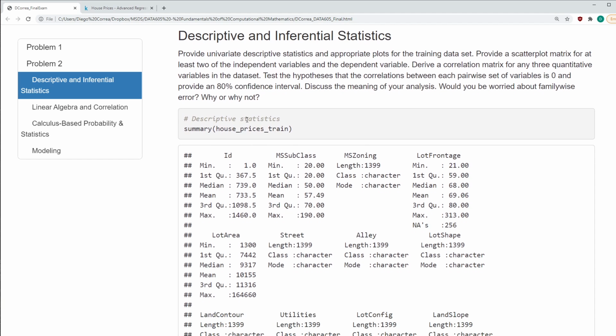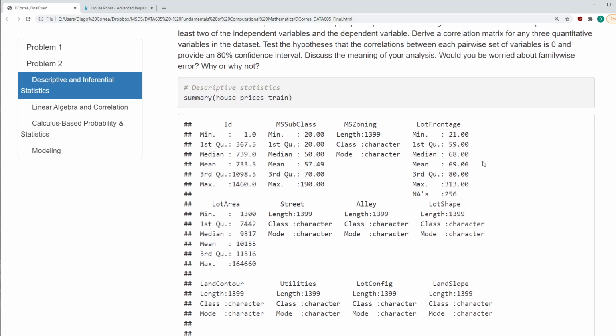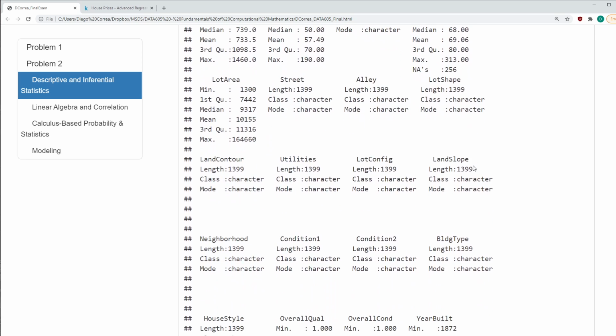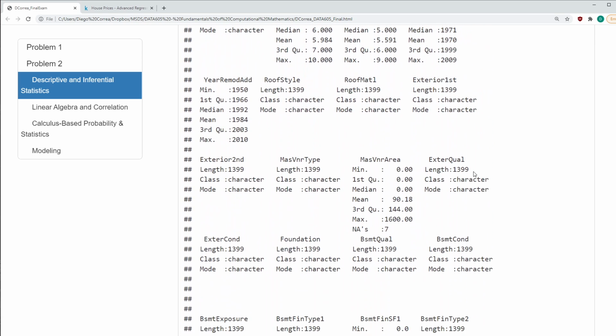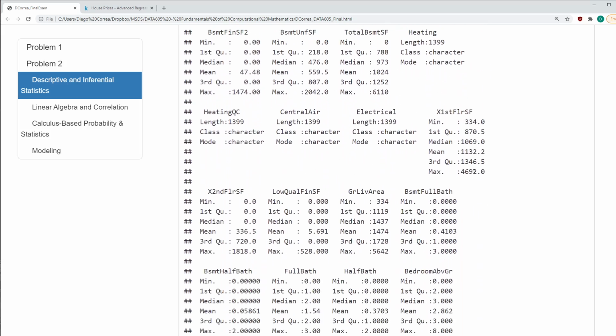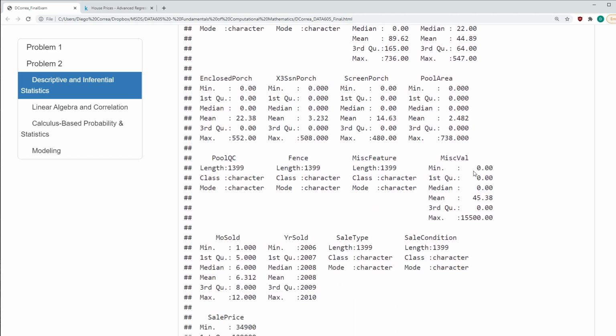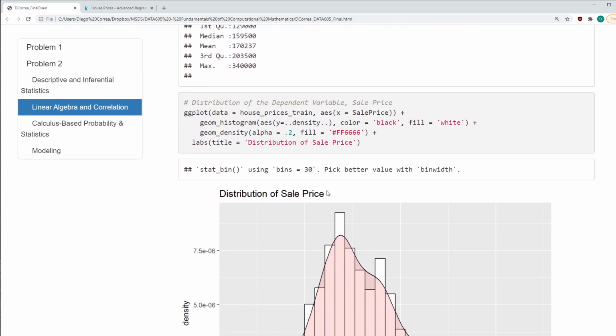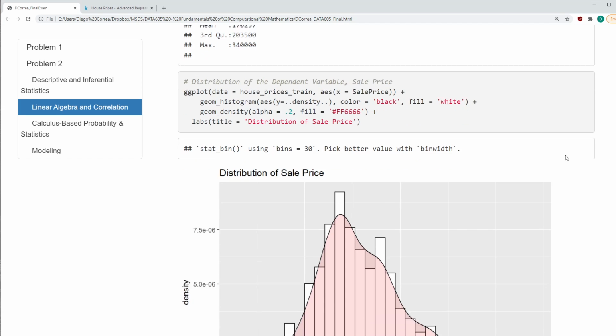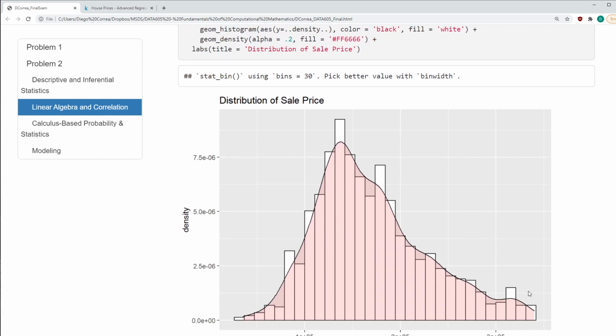First thing I do is get the descriptive statistics of the data set house prices train. You can see the summary for the categorical and the numerical variables here. Next, I get the distribution of the dependent variable sale price. After removing the outliers for sale price, this is the distribution of sale price.